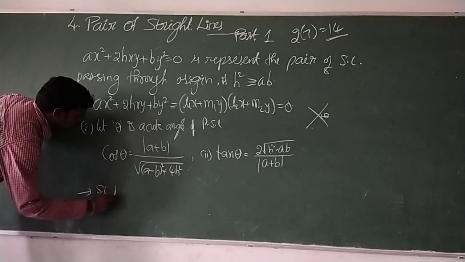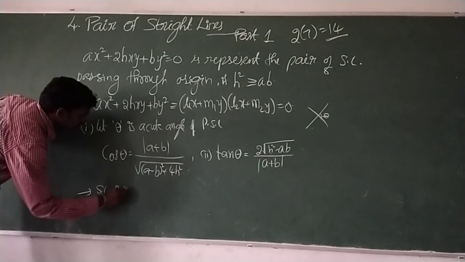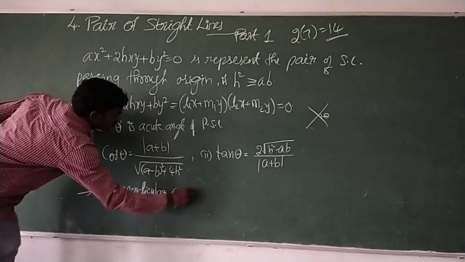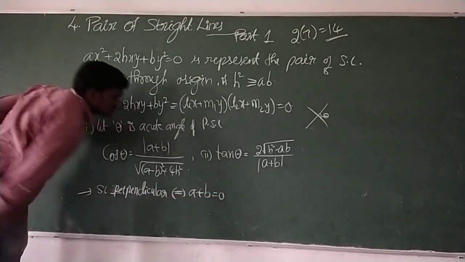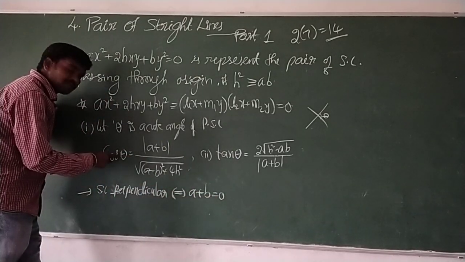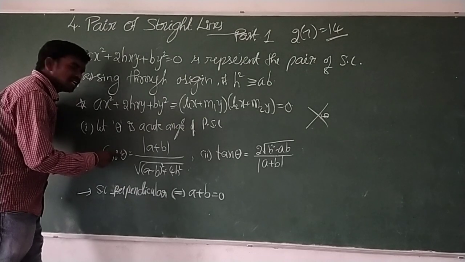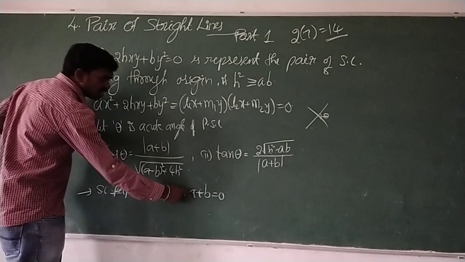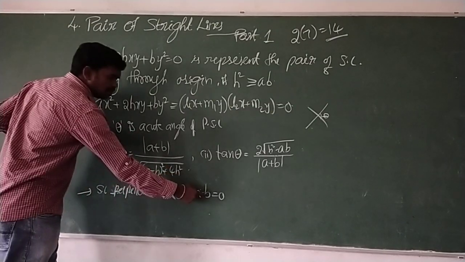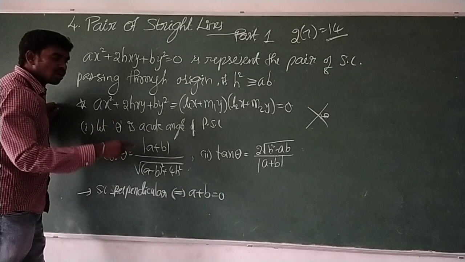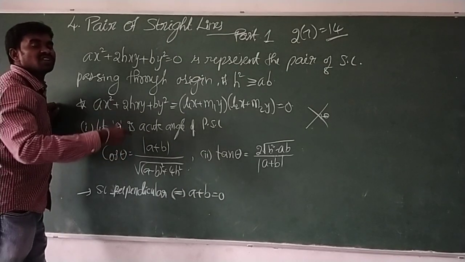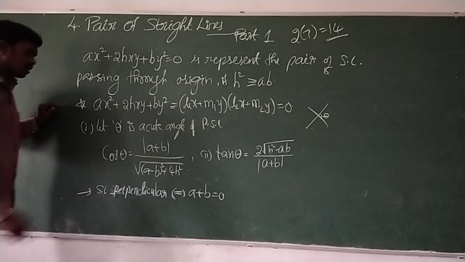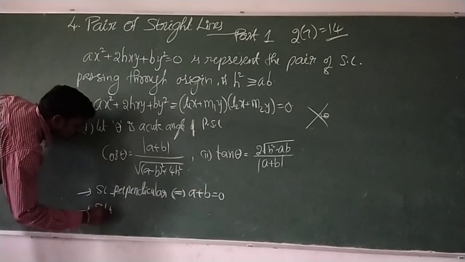Straight lines are perpendicular. That is only a plus b equal to 0. See, simply we can derive this condition. Perpendicular means angle is 90, so cos 90 is 0. 0 into something is 0. So you have to get a plus b equal to 0. A means what? X square coefficient. B means what? Y square coefficient. Or we can say x square coefficient plus y square coefficient equal to 0. Then lines are perpendicular. So straight lines are coincident.